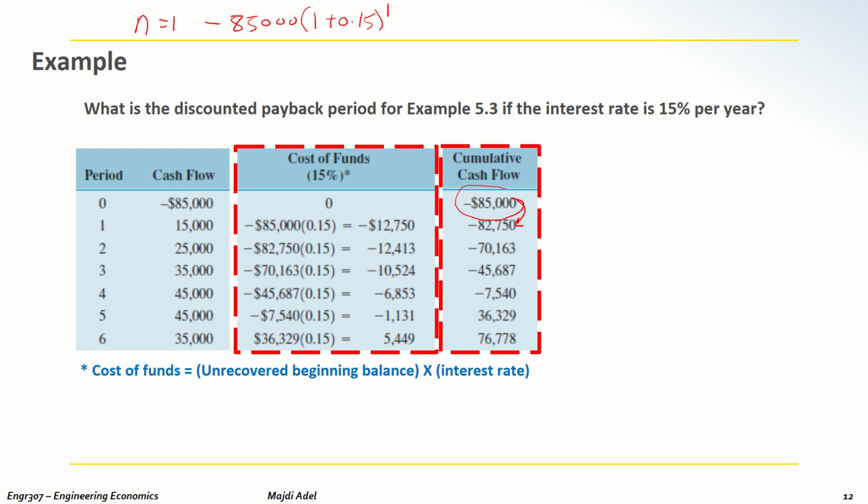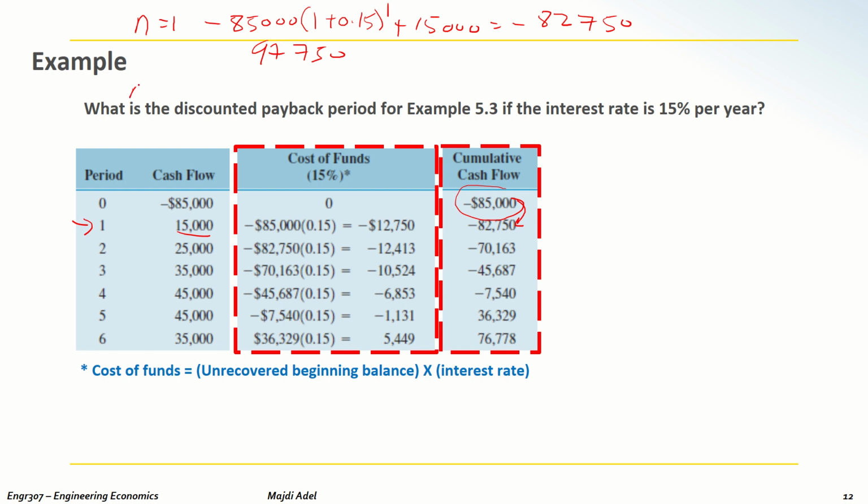So actually the debt at the end of the first year is not going to be $85,000, it's going to be $85,000 plus the interest on it. More specifically, it is going to be $97,750. But at the end of n equal 1, I have received $15,000, so it's going to be plus $15,000. If I do the calculation, the answer is minus $82,750. This is at n equal 1, at the end of the first year.